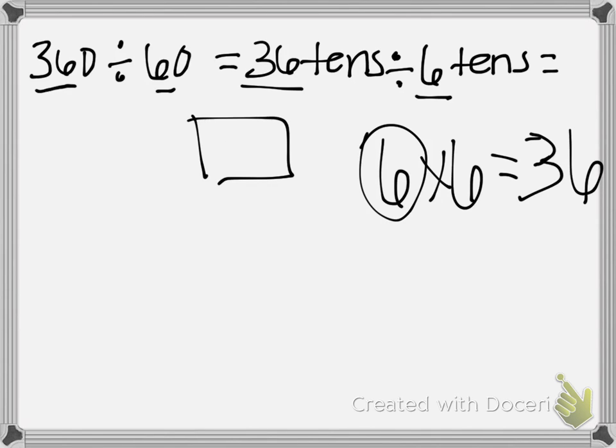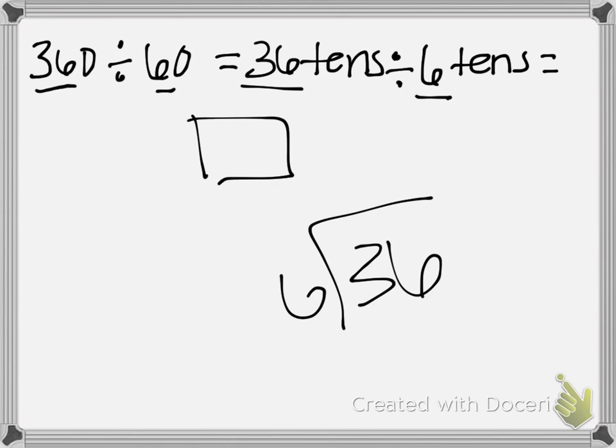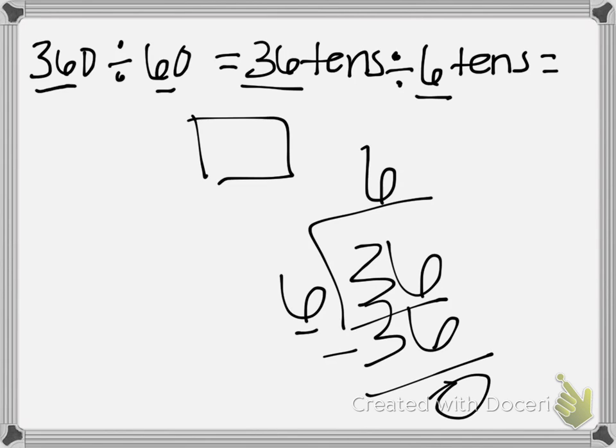Another way you can look at it, if you do not have your facts down pat, which you need to get working on if you do not, you can say, what is 36 divided by 6? Well, 6 can't go into 3, so how many times does 6 go into 36? 6 times. 6 times 6 is 36, and there is our answer, 6.